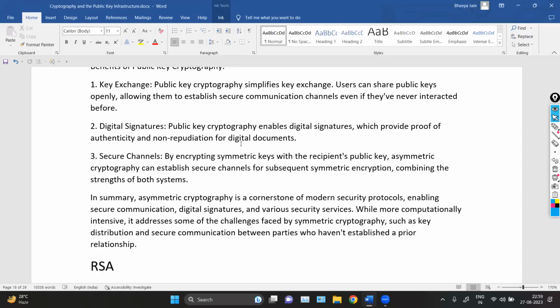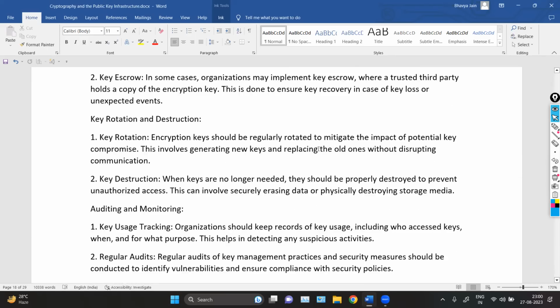Whatever we are transmitting via the asymmetric key, we are doing via a secure channel. So in summary, asymmetric cryptography is a cornerstone of modern security protocols, enabling secure communication, digital signatures, and various security services. While more computationally intensive, it addresses some of the challenges faced by symmetric cryptography, such as key distribution and secure communication between parties who haven't established a prior relationship. That is the difference between symmetric and asymmetric. You can also see the difference here as well.